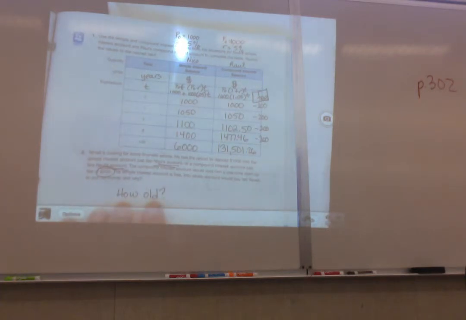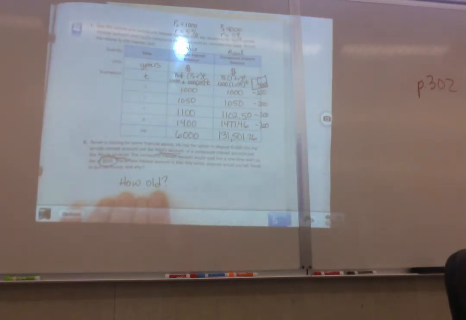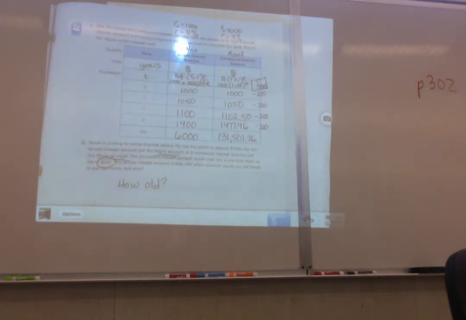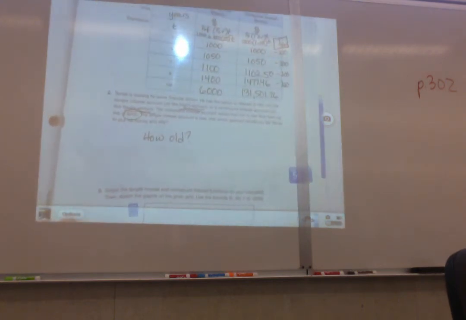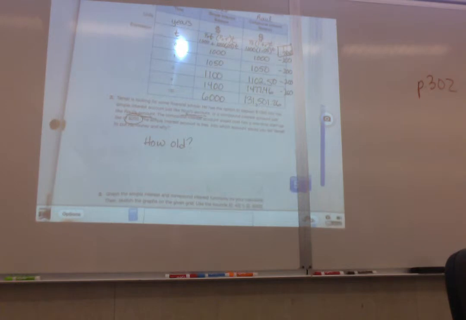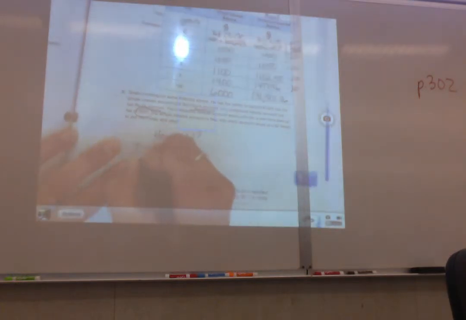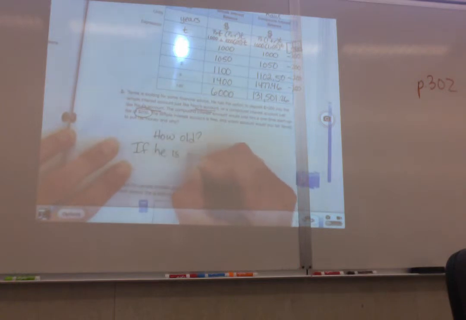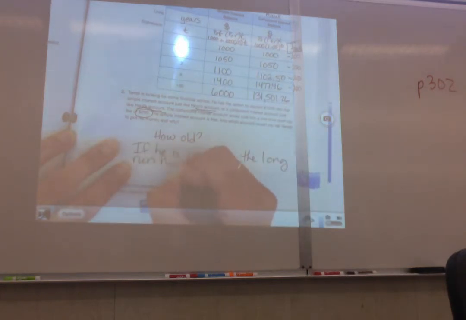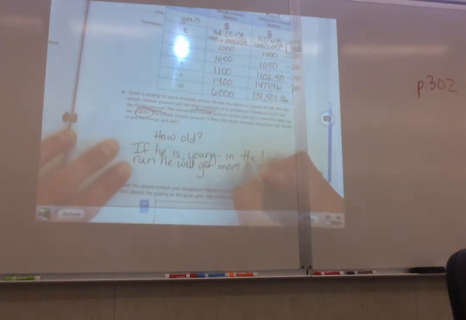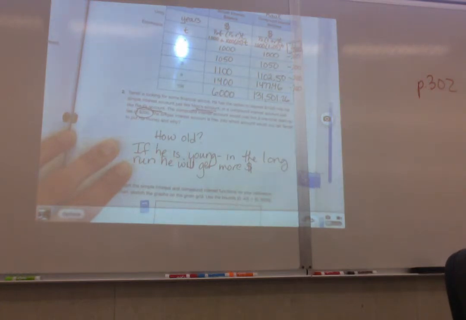Okay. Jerry was on something before we got interrupted. He said, how old is he? Because if he's like a 14-year-old, and he enters the compound one, then in the long run he's going to get more money than the simple interest. Okay. So if he is young, in the long run, he will get more money.